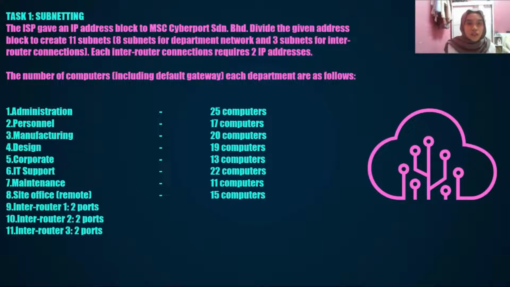The number of computers including default gateway for each department are as follows: the first one is the administration, which has 25 computers, then personnel has 17 computers, manufacturing 20 computers, design 90 computers, corporate 30 computers, IT support 22 computers, maintenance 11 computers, site office 15 computers, and there are also inter-router 1, inter-router 2, inter-router 3, which use 2 ports. So we are going to use from the highest computer host to the lowest.